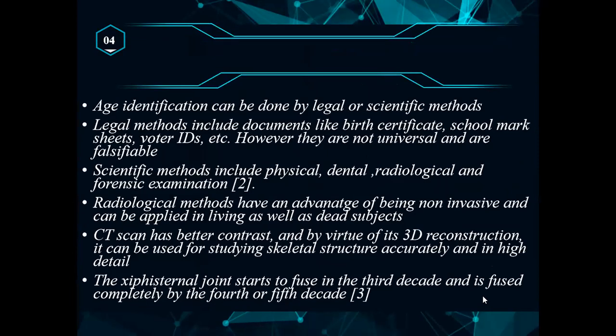Age identification can be done by legal or scientific methods. Legal methods include documents like birth certificate, school mark sheets, voter IDs, etc. However, they are not universal and are falsifiable. Scientific methods include physical, dental, radiological, and forensic examination.